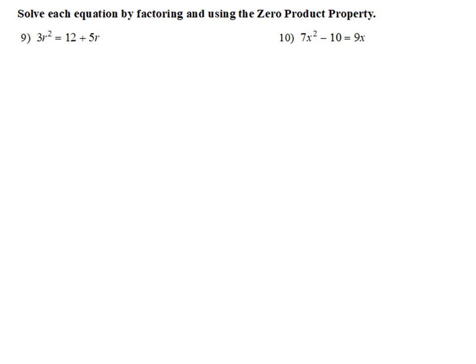Okay, let's do a few more examples. These are going to be a little more complicated. And this time, the first thing they've thrown at me is my equation is not set equal to 0. Remember, to use that zero product property, it has to be equal to 0, so that's important.